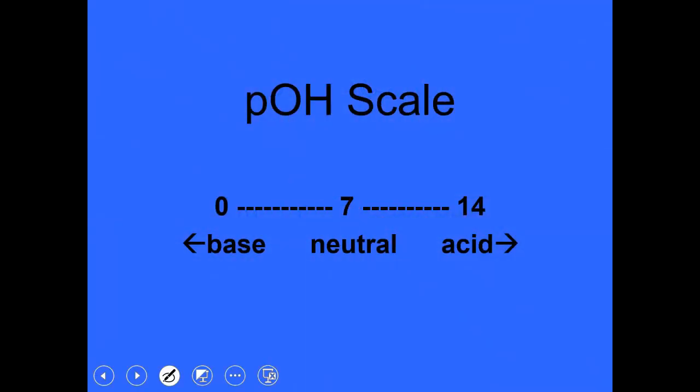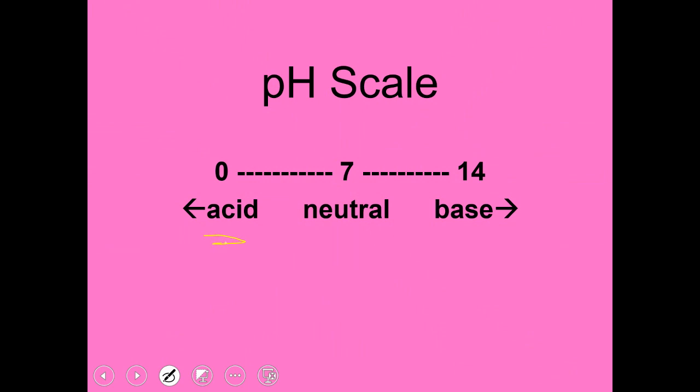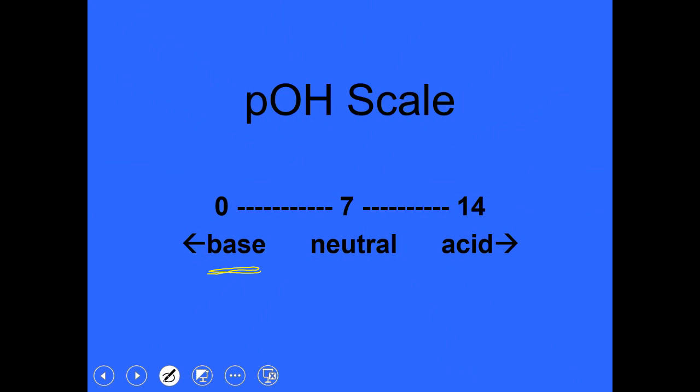Now, there's also the pOH scale. Notice this time the low numbers are base. Last time the low numbers are acid because it's H. This time the low numbers are base because it's OH. But 7 is still neutral in the middle. Okay?